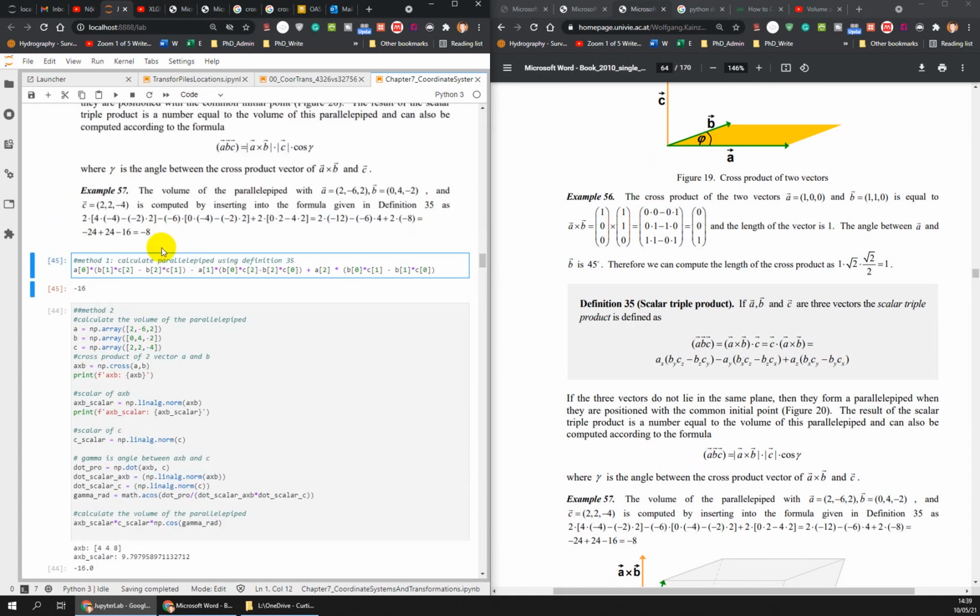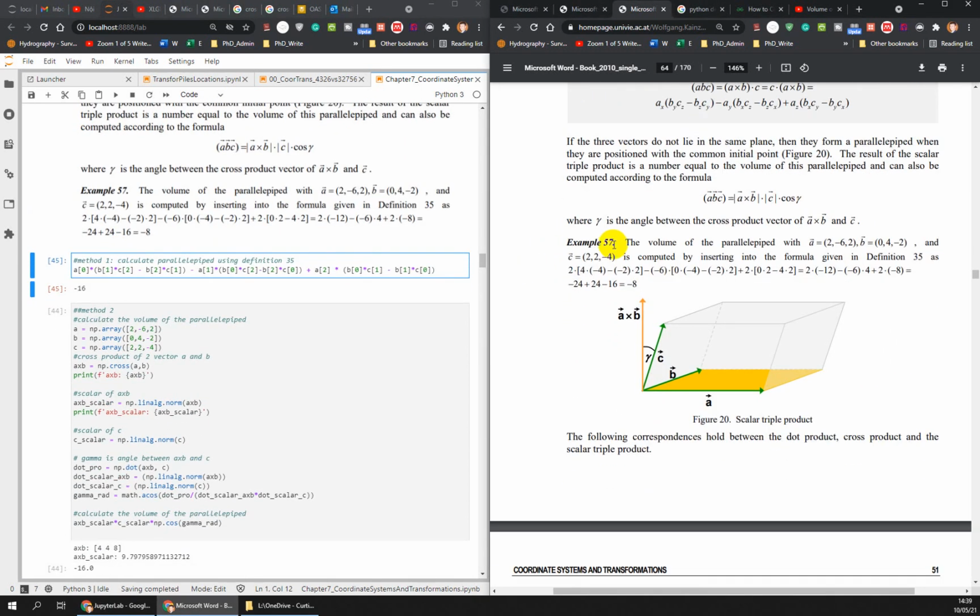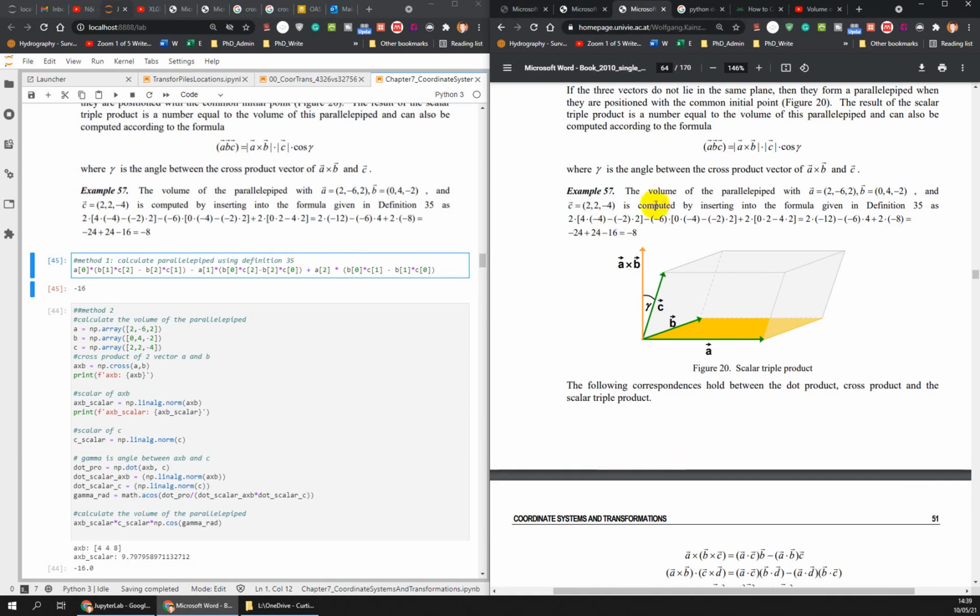So here is method 1, and we're going to look at example 57. In this example, we are given vector A is 2, -6, 2, vector B, which is 0, 4, -2, and vector C is 2, 2, -4. So how do we determine the volume of this shape, or the parallelepiped, which is formed from three vectors?